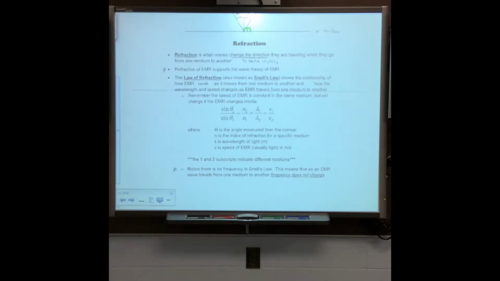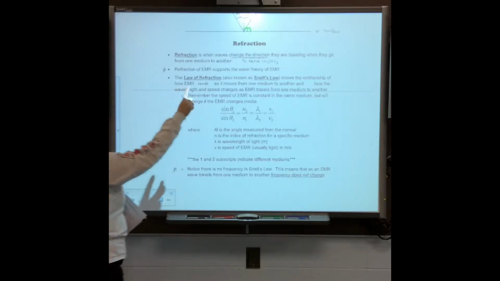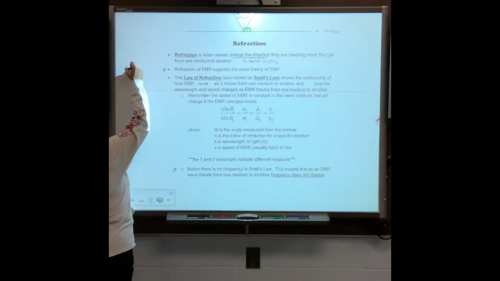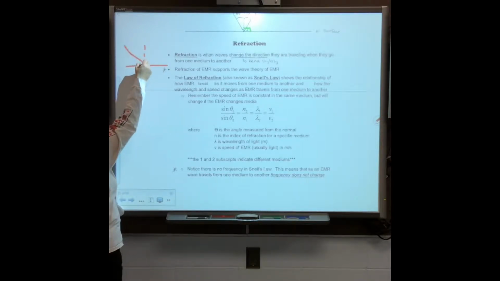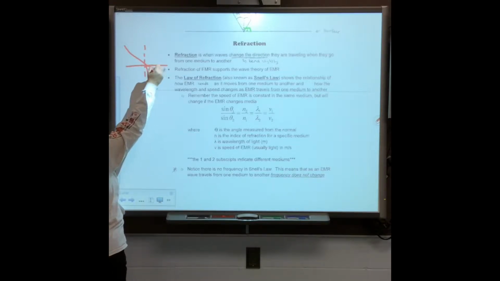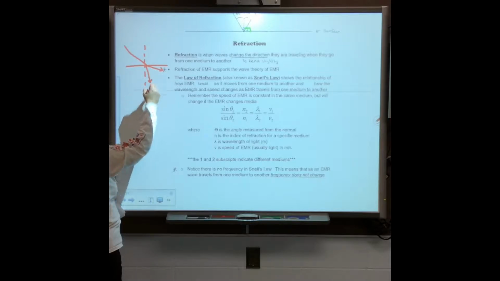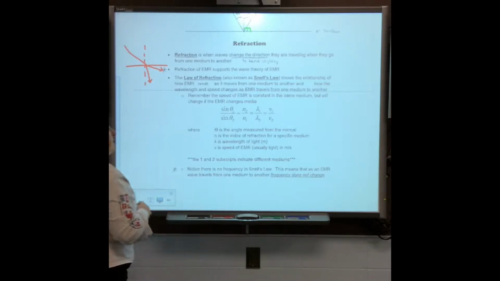Refraction is when we're looking at the light passing from one medium to another medium. And so where it says a change in direction, what we're looking at is an angle coming in, and it's either going to change downward or change towards the surface. It can go one of two ways depending on the medium that it's in. The law of refraction is also called Snell's law, which you'll be looking at tomorrow in a simulation.